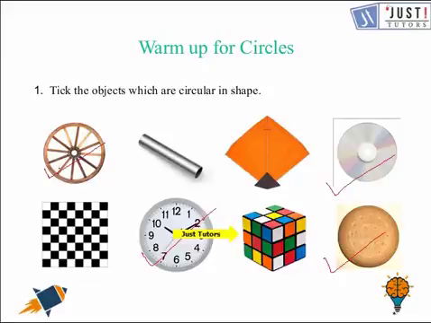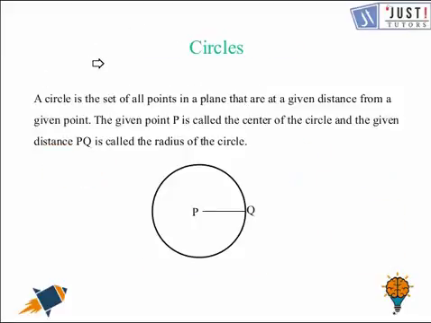Now let's proceed and learn what exactly a circle is. A circle is the set of all points in a plane that are at a given distance from a given point. So all the points are exactly at the same distance from this central point, P in this case. This P is called the center of the circle, and the distance between any point on this circle and the center is called the radius. So here in this case, PQ is the radius.